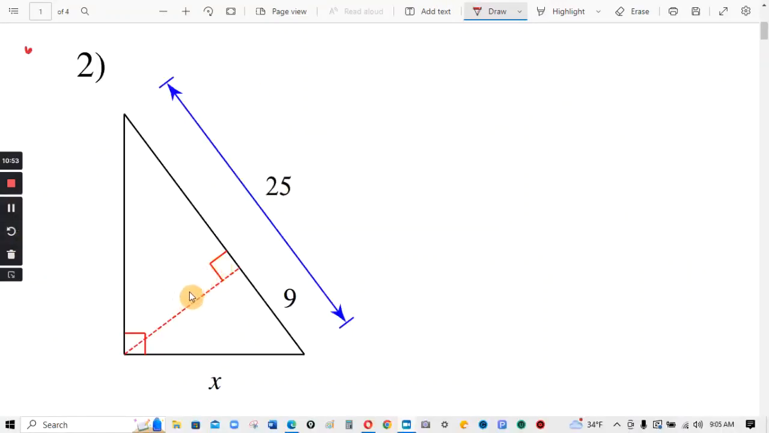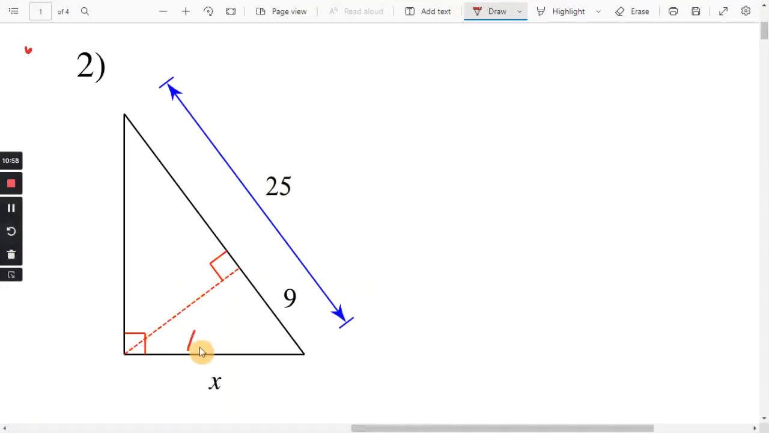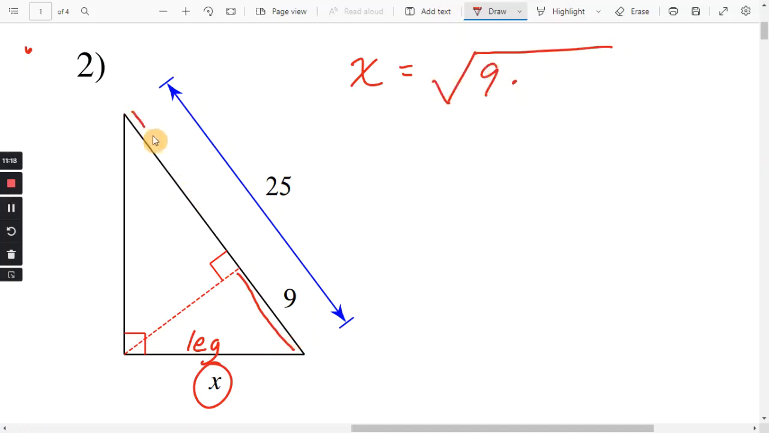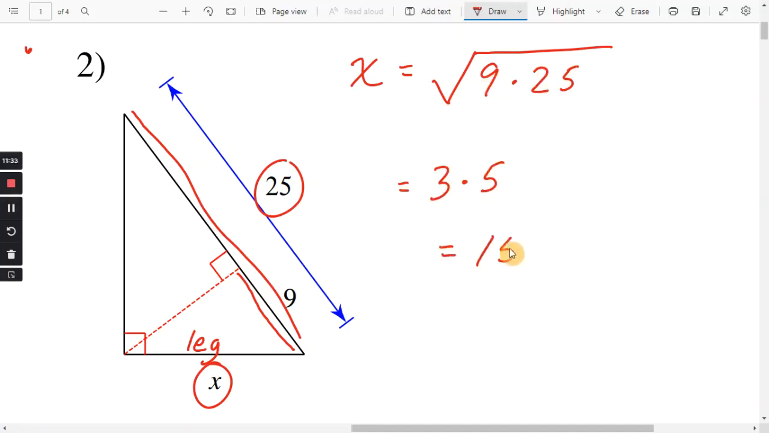All right, let's look at number 2. We have our right triangle. This right here is a leg. So the leg is X. And that's going to be the square root of this, which is 9, times the whole thing, which is 25. The square root of 9 is 3. The square root of 25 is 5. And that just equals 15.